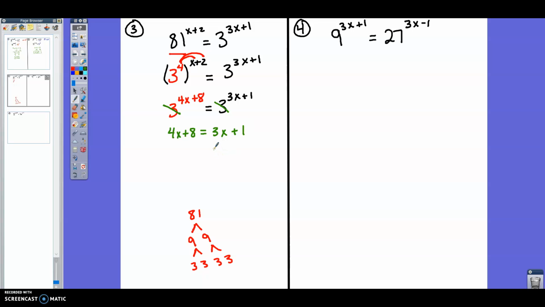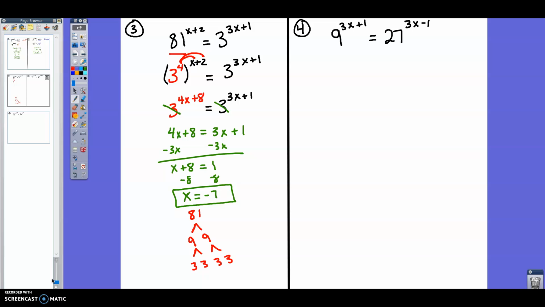So I'm going to get my variables on one side, so I'm going to subtract 3x on both sides. So on the left, we have x plus 8, and on the right, we have 1. So then we subtract 8. So x is negative 7.